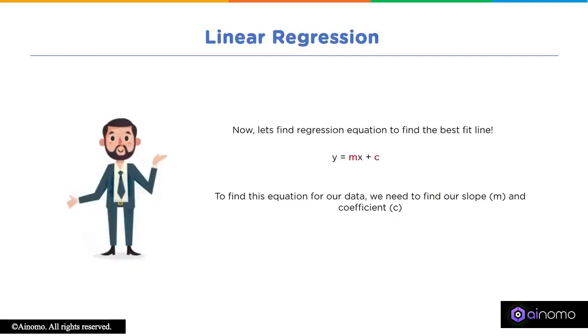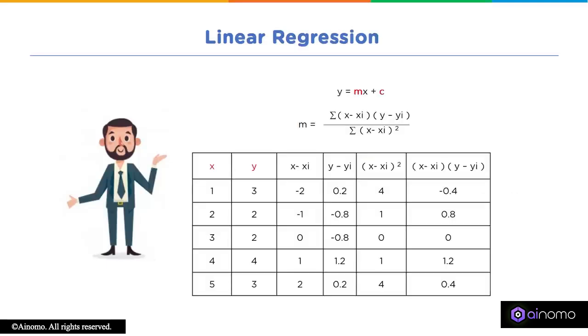Now let's find our regression equation to find the best fit line. Remember, we go ahead and take our y equals mx plus c, so we're looking for m and c. So to find this equation for our data, we need to find our slope of m and our coefficient of c. And we have y equals mx plus c, where m equals the sum of x minus x average times y minus y average, or y mean and x mean, over the sum of x minus x mean squared. That's how we get the slope of the line.